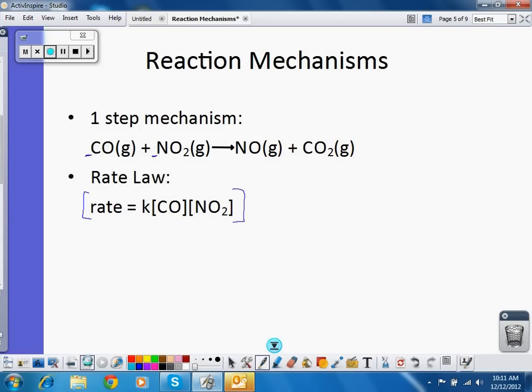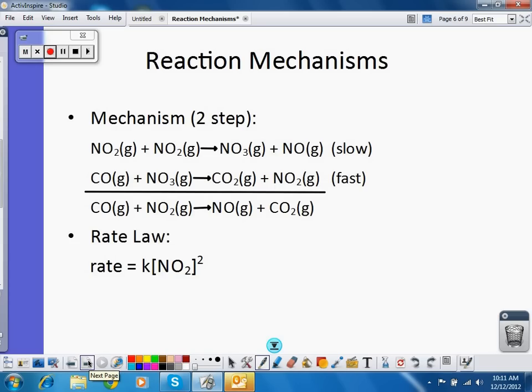If I have a two-step mechanism, what we find is that one of the steps is always going to be the slowest step. So if you're looking at a mechanism, this is called the slow step. So the slow step is referred to as the rate determining step. That means that the reaction can only proceed as fast as this first reaction proceeds, because as soon as I produce that NO3, it's going to be immediately consumed in this faster step.